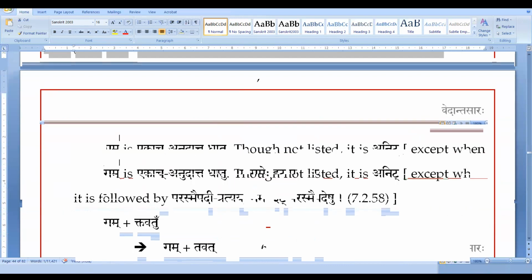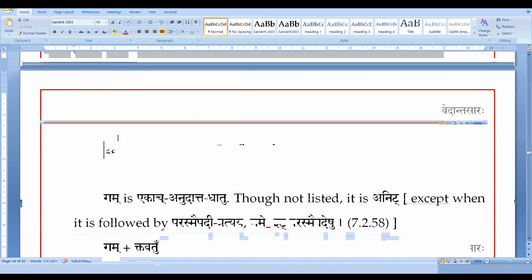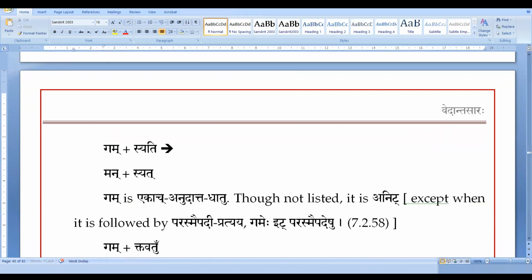Problem, right? Gam dhatu, if it is anit, then in future tense, syati. Syati is ardhadhatuka pratyaya. Gam dhatu is anit dhatu, so no itagama should be there. Like in the case of man dhatu, for example, man plus syate. It is mamsyate, in fact, that it becomes. Similarly, here also gamsyati, but the form is gamishyati.